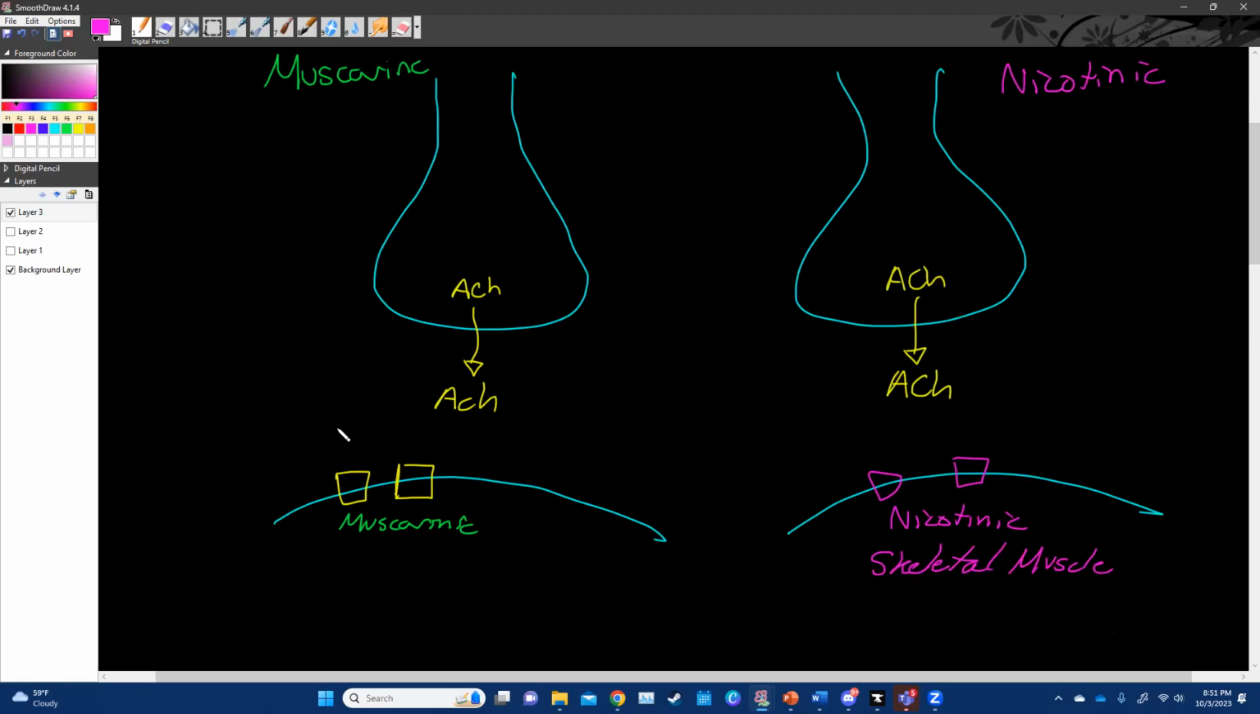So, in the body, we have an enzyme in the synapse called acetylcholinesterase, AChE. And what acetylcholinesterase does is that it takes acetylcholine, whether we're talking about a nicotinic receptor or a muscarinic receptor, and degrades it into inactive metabolites, into choline and acetate, I think.